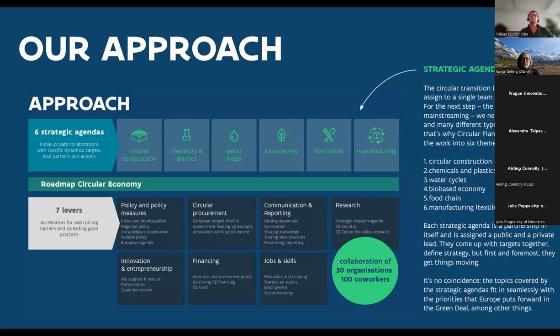Our approach is to work with six different themes, six different strategic agendas, which of course mirror the main sectors and priorities that are set by Europe as well. And they all come back in a certain way in different regions and countries.